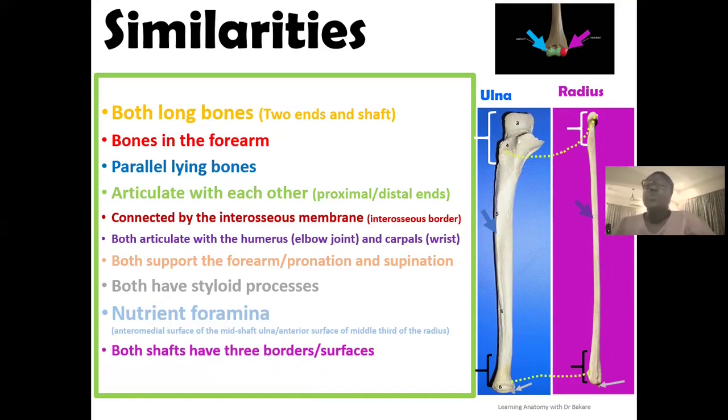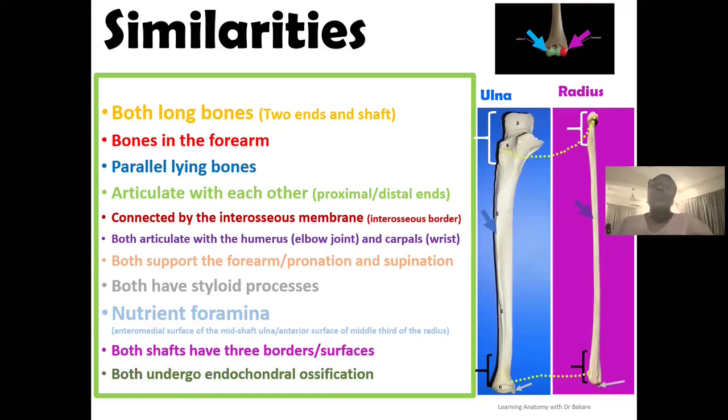The shaft of the two bones are also seen to have three borders and also three surfaces. We've tried to highlight this in detail in our previous lecture on the ulna and also on the radius. If you've not checked out those lectures, please kindly go and do so to keep yourself updated.